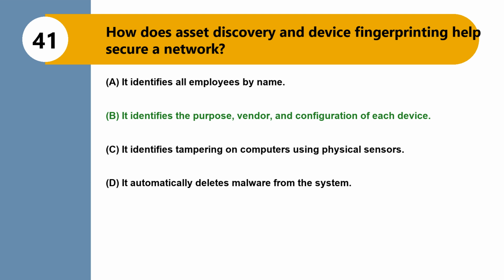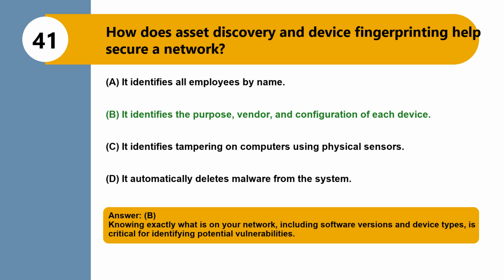The correct answer is option B. It identifies the purpose, vendor, and configuration of each device. Knowing exactly what is on your network, including software versions and device types, is critical for identifying potential vulnerabilities.